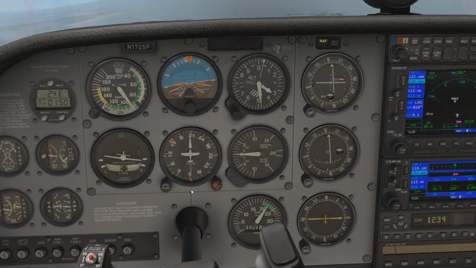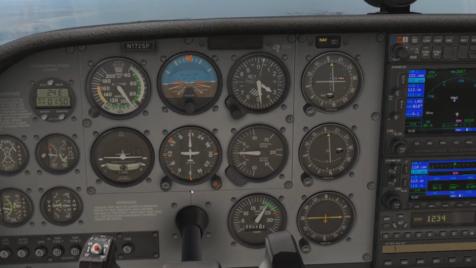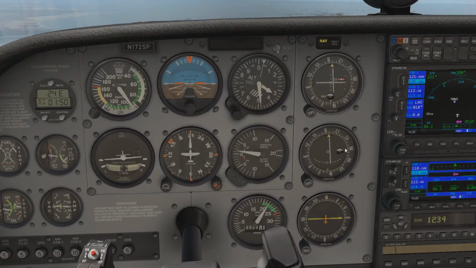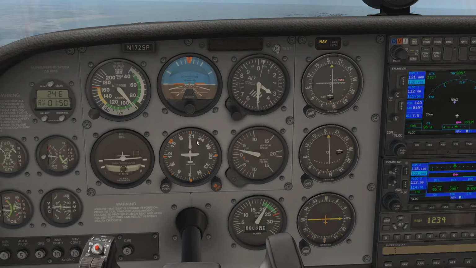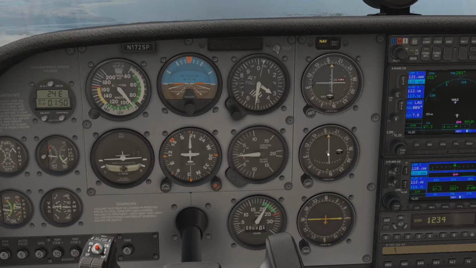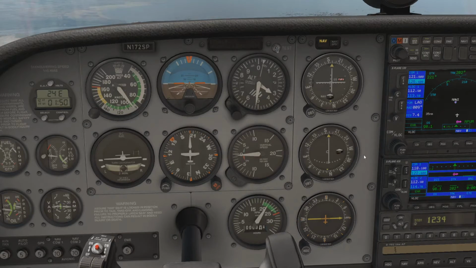of 210. It's also very important to note that the outer ring of this VOR instrument does not move with your heading indicator. That needs to be done manually with the OBS. So you just need to be mindful about what you're looking at here. You're not looking at your directional gyro, you are looking at the VOR instrument.